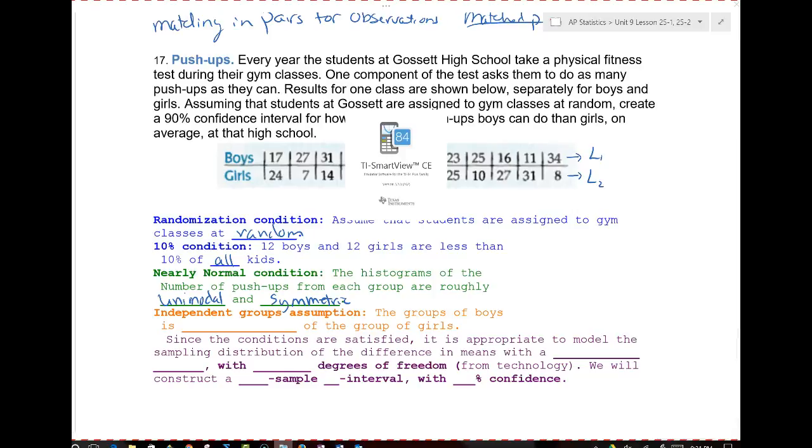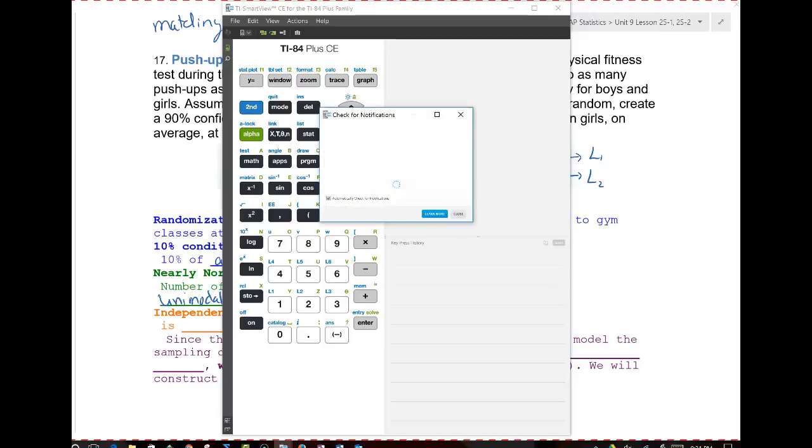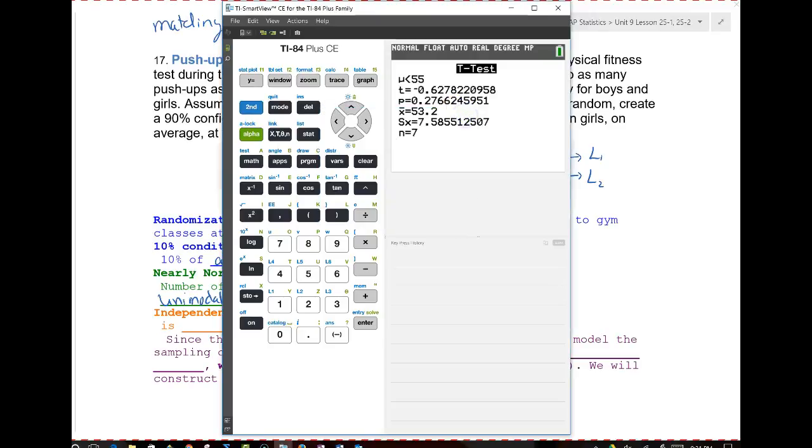You have to be able to make the histogram. So where are you going to go? You're going to go to second Y equals, remember our stat plot. And then you go to, for example, number 1, and you'd hit enter. You make sure it's on. You'd pick your histogram, and then boys would be list 1, and the frequency would be 1 per list. And so you would do that.